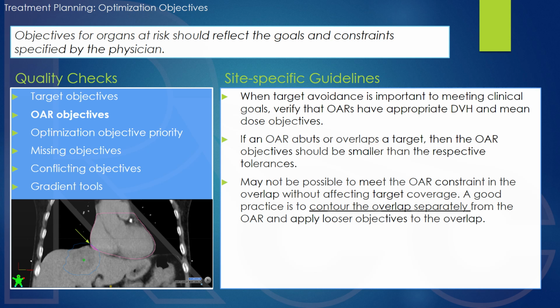It may not be possible to meet the OAR constraints in the overlap region without affecting target coverage. And so when this happens, the good practice is to contour this overlap region separately and to optimize that region separately as compared to the OAR and to the PTV.